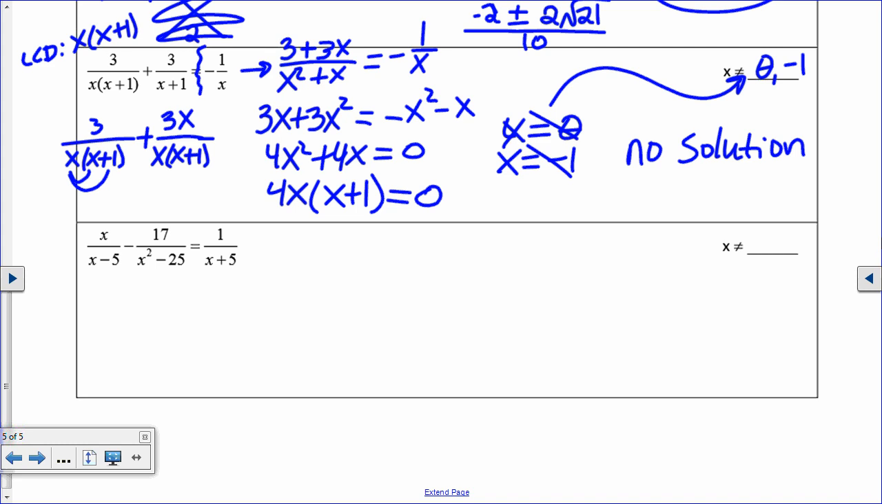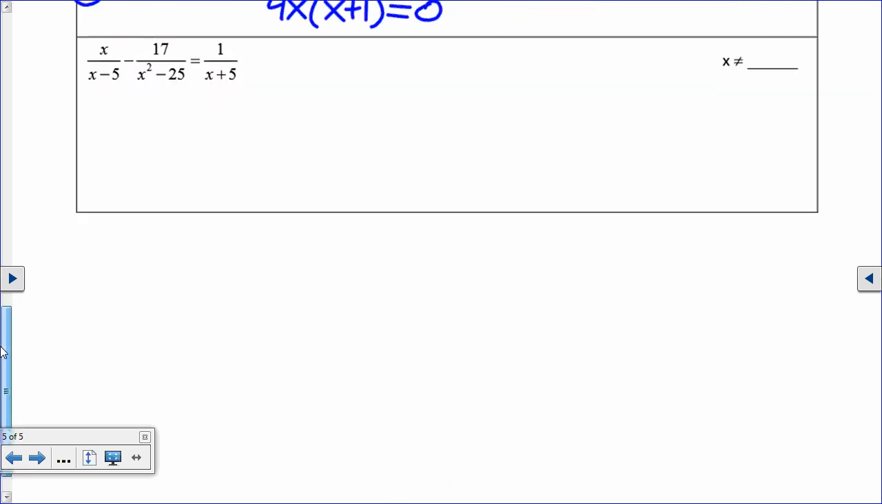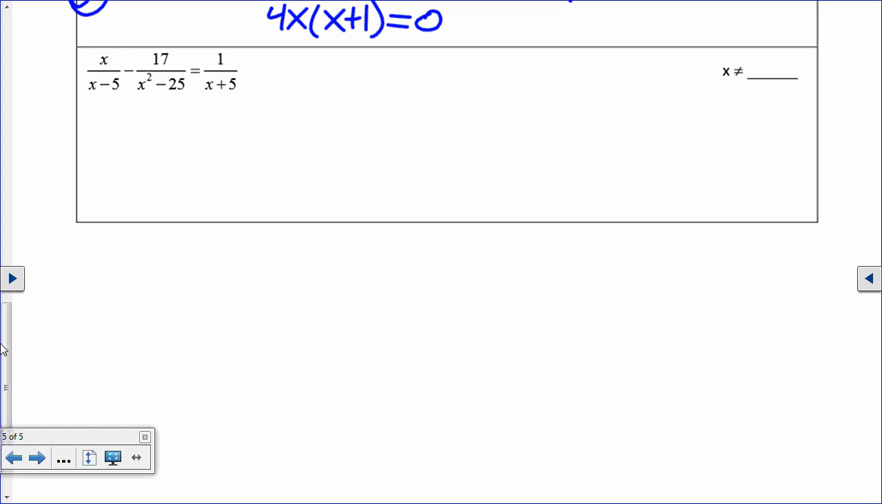Alright, let's do this one a little bit faster so you can finish in time. Let me extend the screen a little. Alright, this one is a little interesting. Is there anything I need to change about the left side here? Yeah, I'm going to have to get the common denominator, x plus 5 and x minus 5.